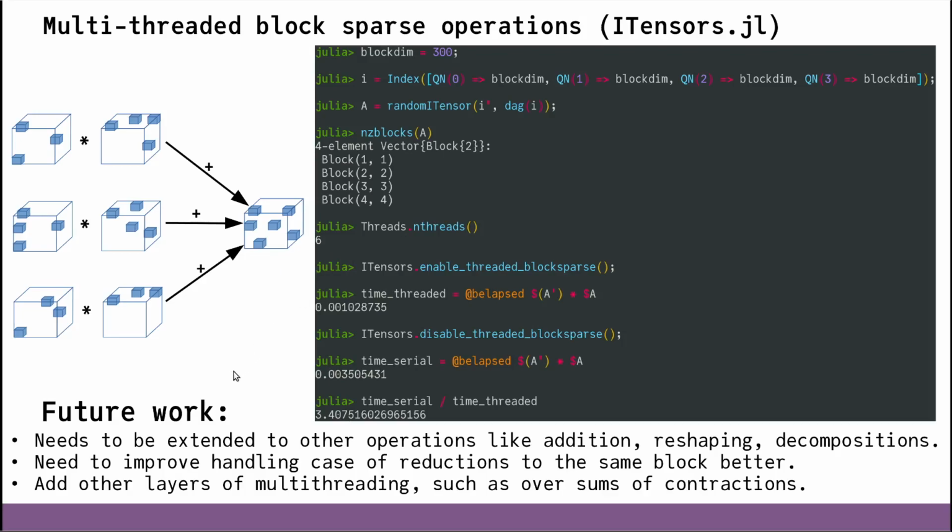Now there's a lot of improvements we can make. We want to extend block sparse threading to other operations, such as tensor decompositions. We would like to improve the implementation so that it scales better to more threads.